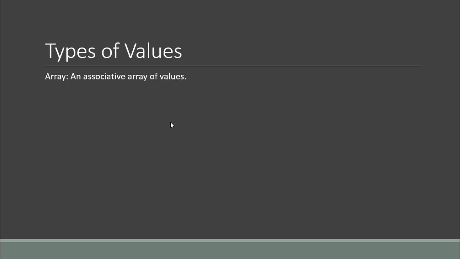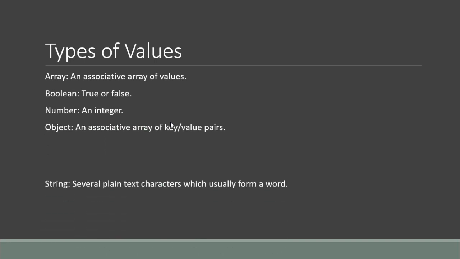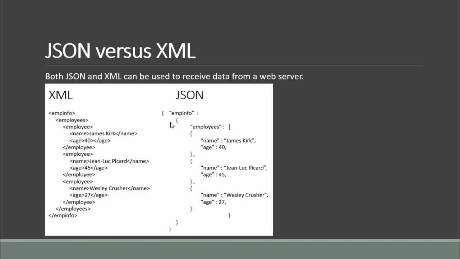Data types of values in JSON: array, boolean, numbers, object, and strings.